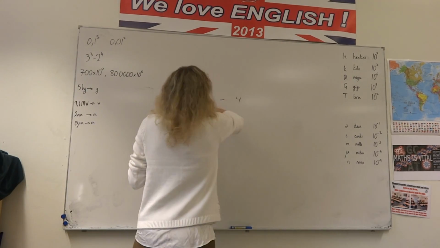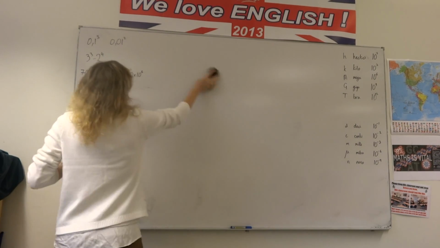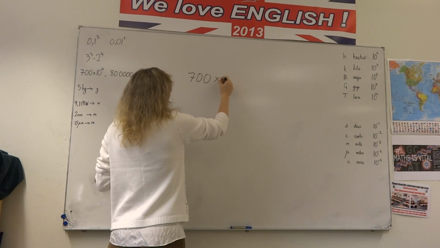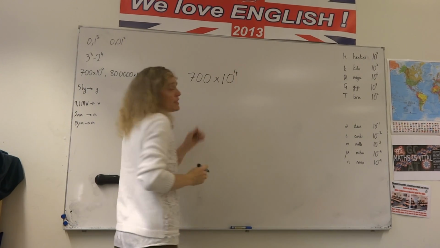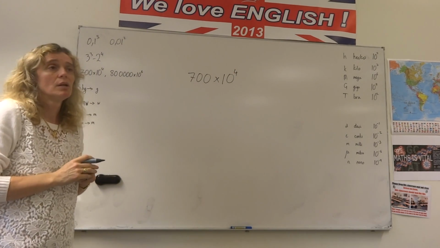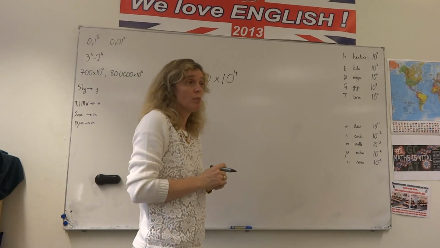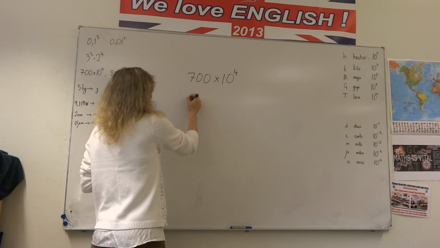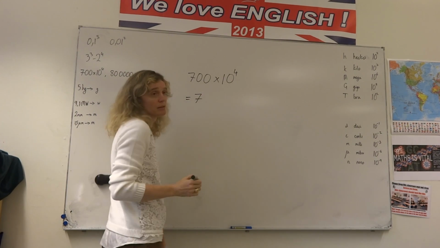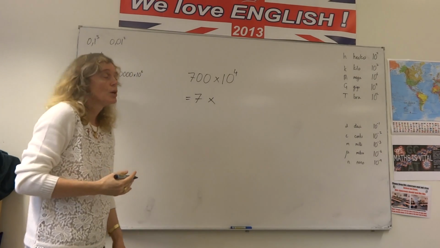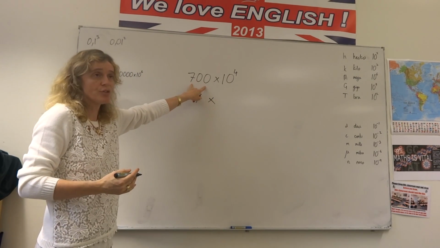Okay, what about if they give us a number like this then? 700 times 10 to the power 4. This one is in potens form. And they'd like us to convert it to Grundpotens form. That means we've got to turn this into 7 times something. So let's think about what 700 is.